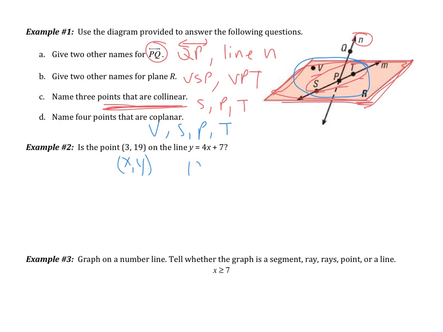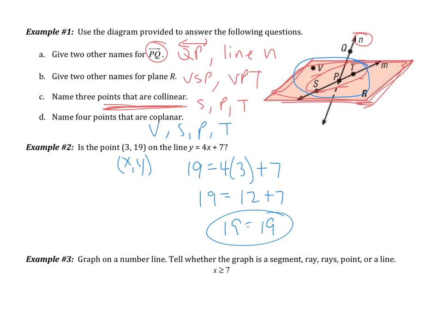So 19 equals 4 times 3 plus 7. If I simplify this, I get 19 equal to 12 plus 7, or 19 equal to 19. Since they do equal each other, that means that this point is on the same line. If it wasn't equal, then they would not be on the same line.